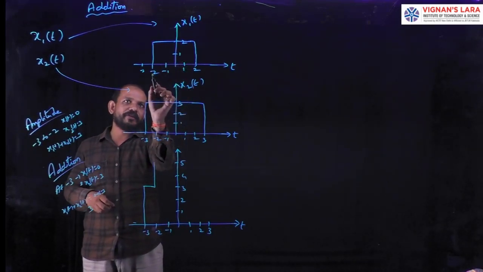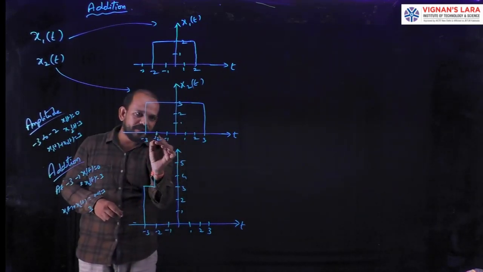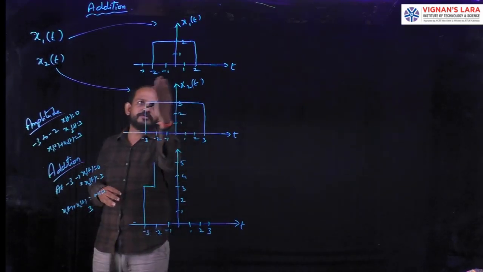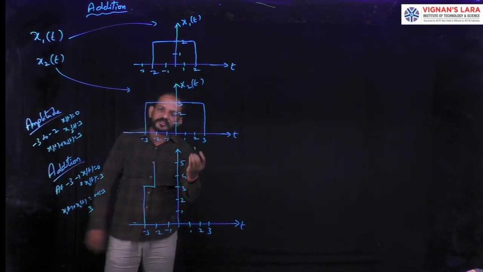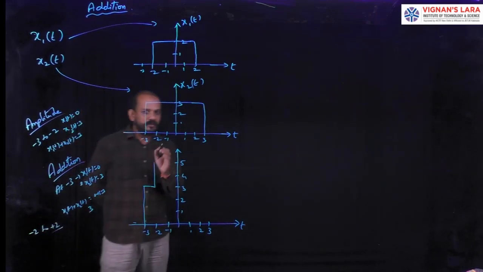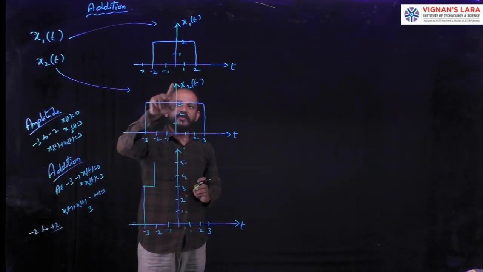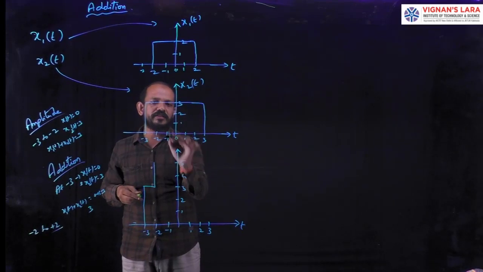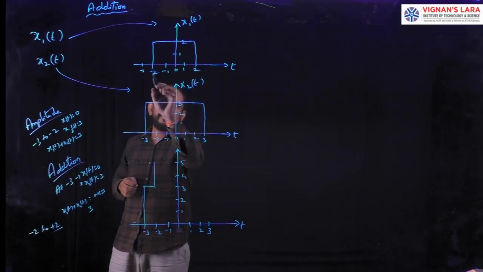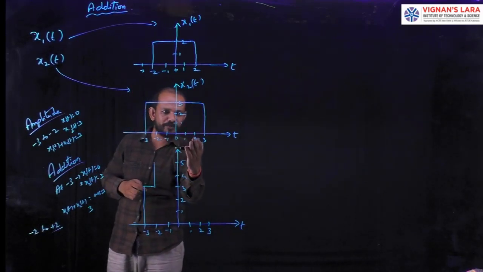See here, from minus 2 to plus 2, there is no change, and here also there is no change. The amplitude is constant in both cases. So I will take minus 2 to plus 2 directly. Remember, if there is a variation at minus 1, I have to consider minus 2 to minus 1 only. If the variation is at 0, I have to consider from minus 2 to 0 only. Here, from minus 2 to plus 2, there is no variation, so I have drawn a straight line.